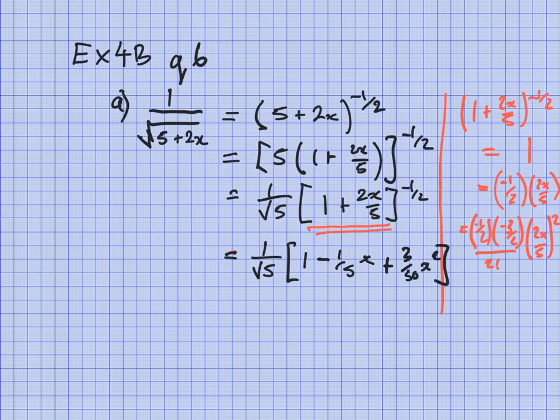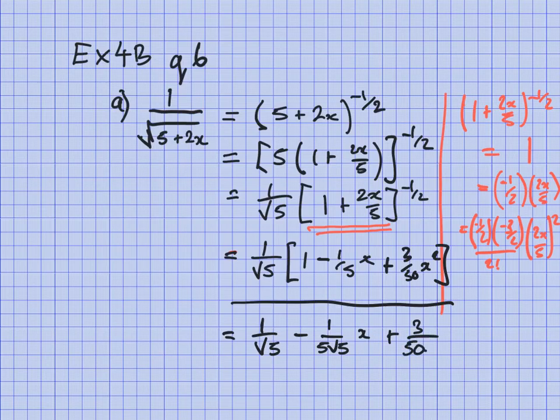Okay, that is almost finished. We now need to rewrite that as 1 over root 5 minus 1 over 5 root 5 x plus 3 over 50 root 5 x squared. Okay, that's the first part, and I think we're happy with that result.